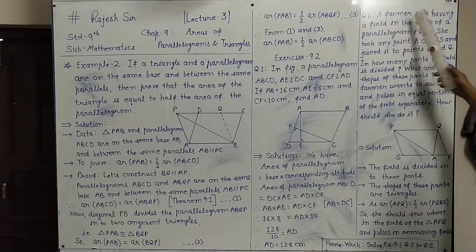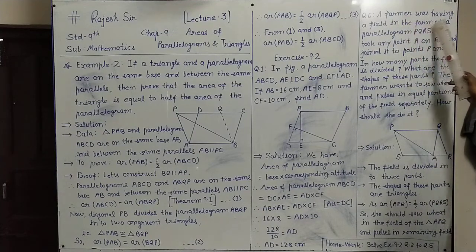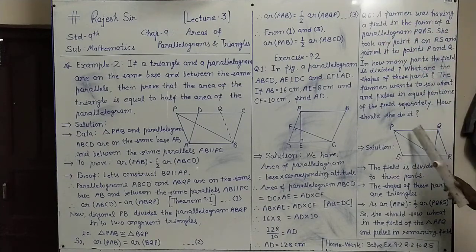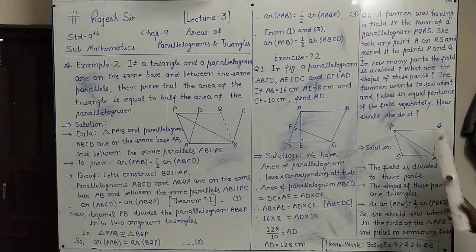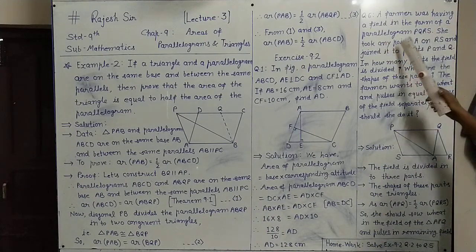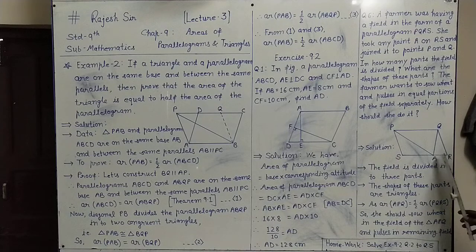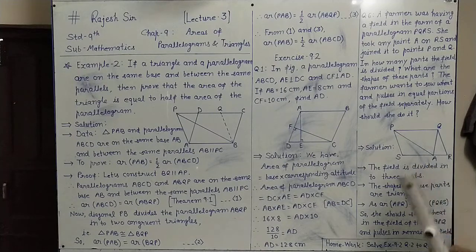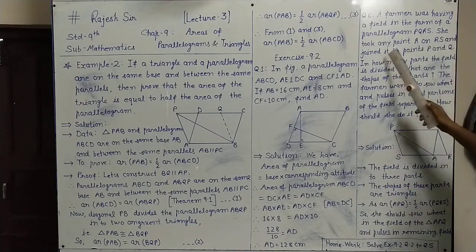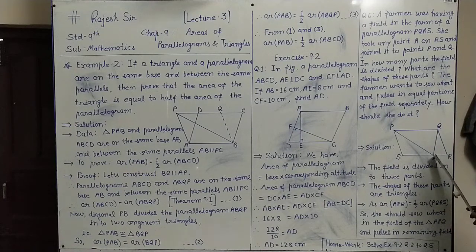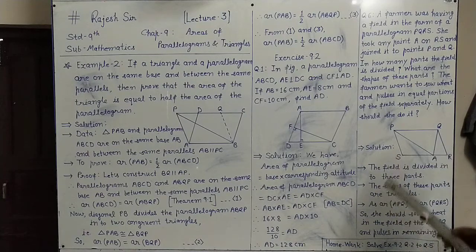The question is, a farmer was having a field in the form of a parallelogram PQRS. So here we have shown the field PQRS, the parallelogram given. The farmer has this type of parallelogram field. She took any point A on RS. Now point A is taken on RS. Anywhere you can take it on RS. You can take this point A anywhere and join it to the points P and Q. This point A is joined with point P and point Q, like given in the figure we have drawn here.